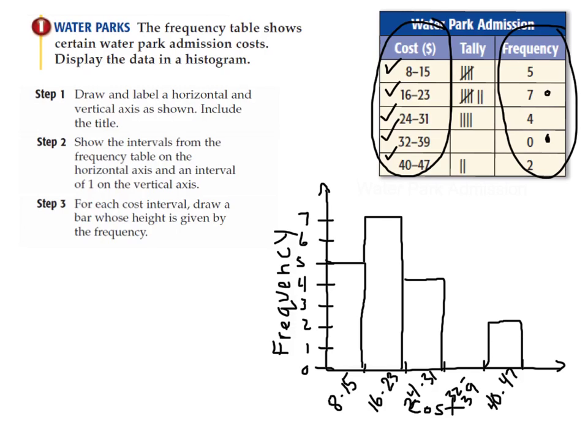The only thing that's missing from this histogram is a title. So we just take the title from our chart. Water Park Admission. And there you have your histogram.